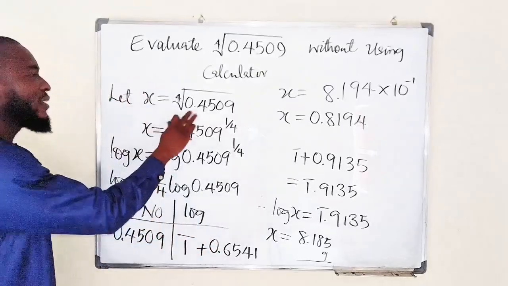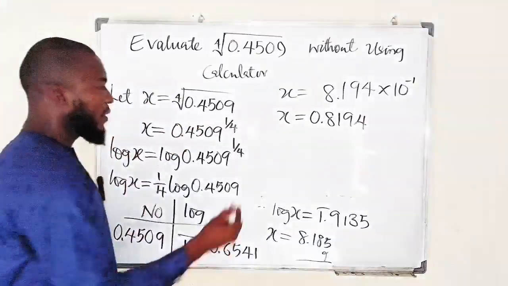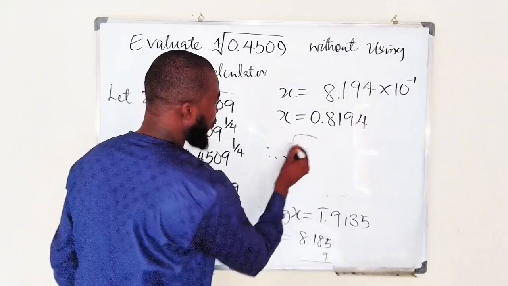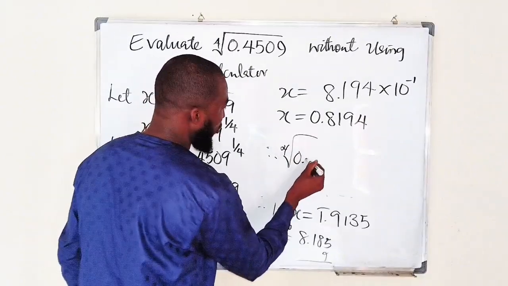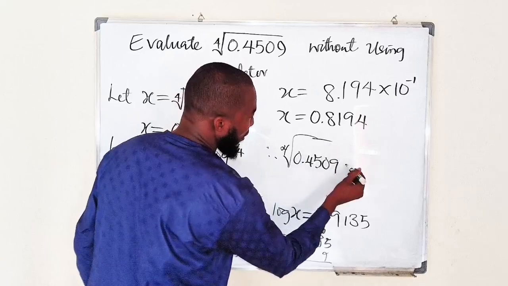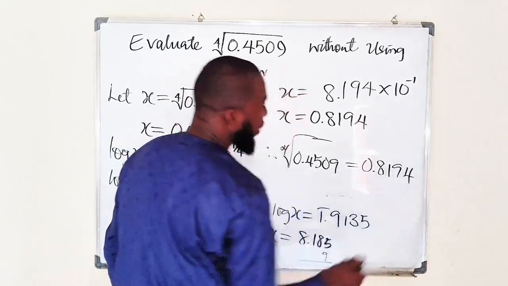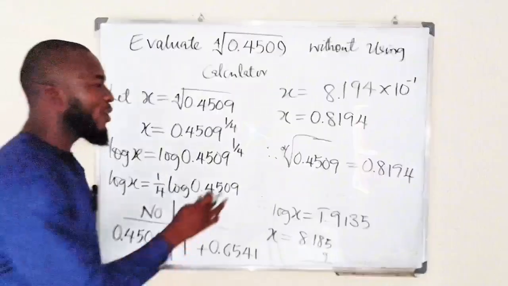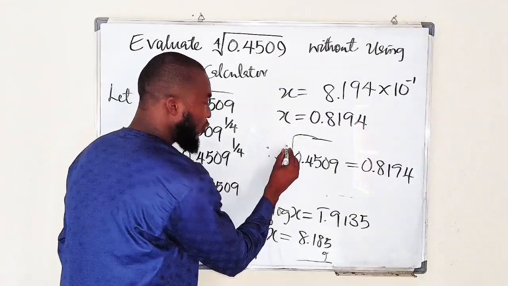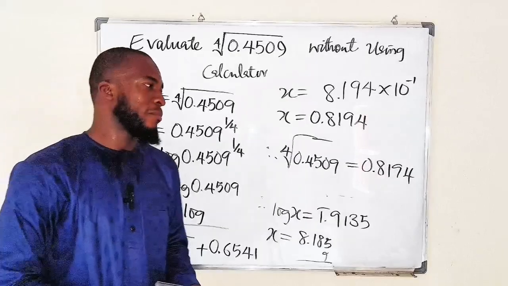And since we have let the whole of this to be x, so you conclude, therefore, the fourth root of 0.4509 is equal to 0.8194. You can use your calculator to confirm whether this is true. Though it cannot be exactly the same, but approximately the same.